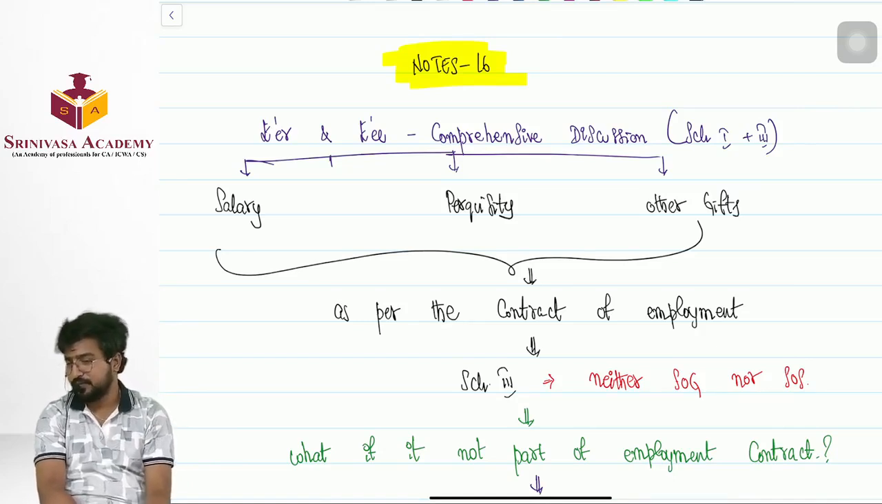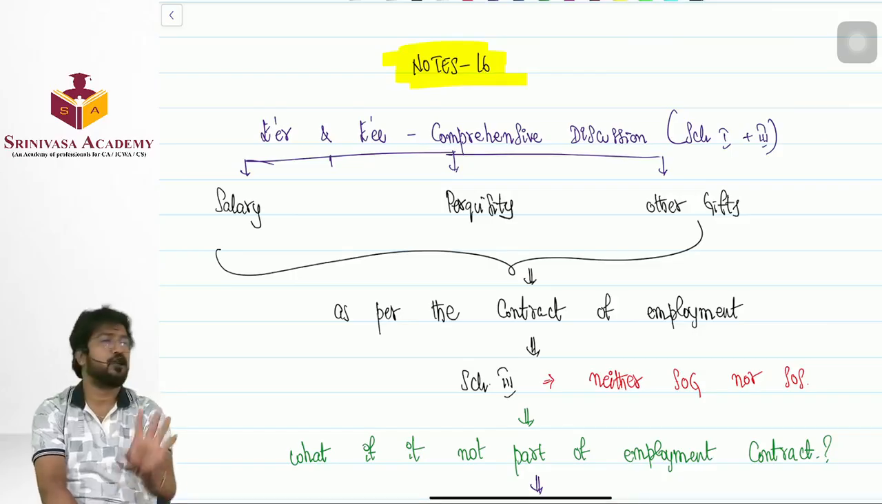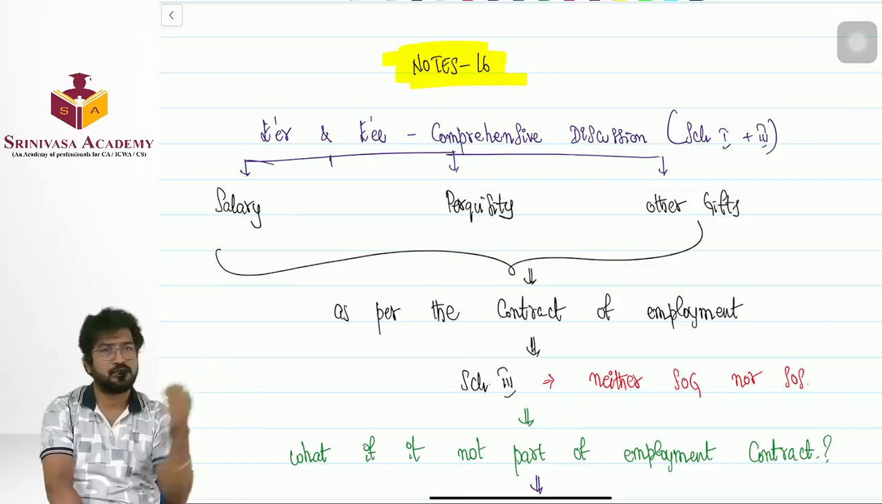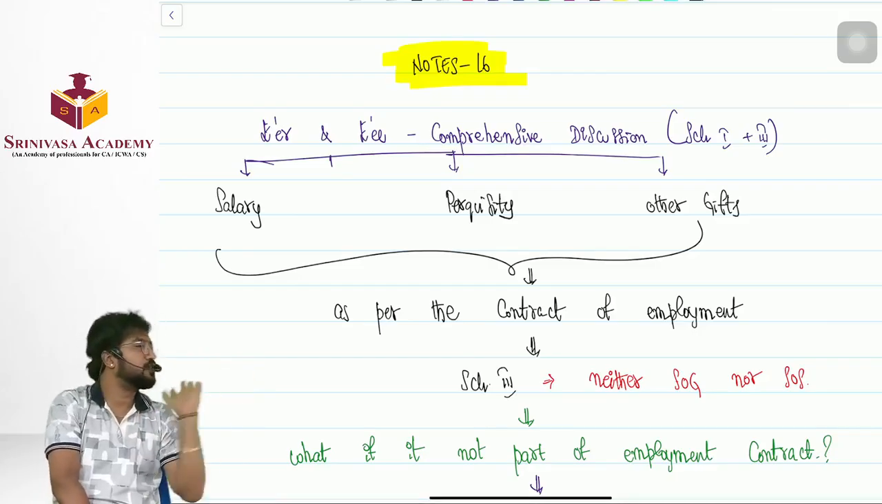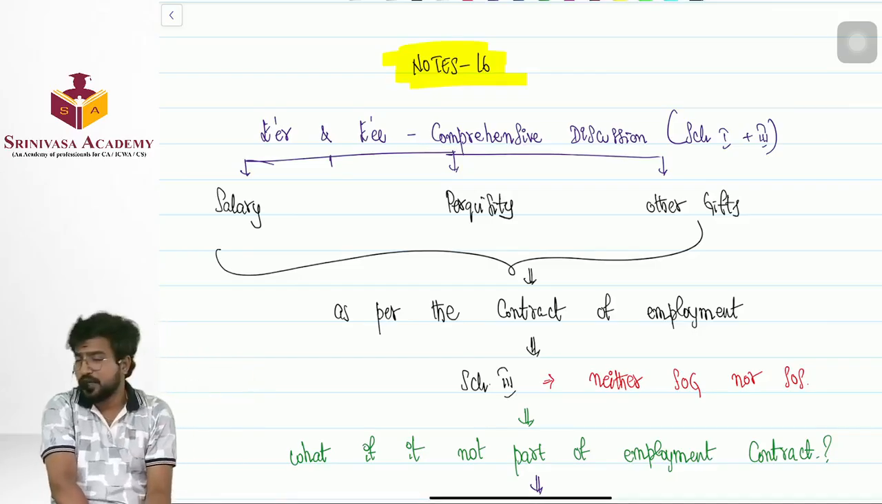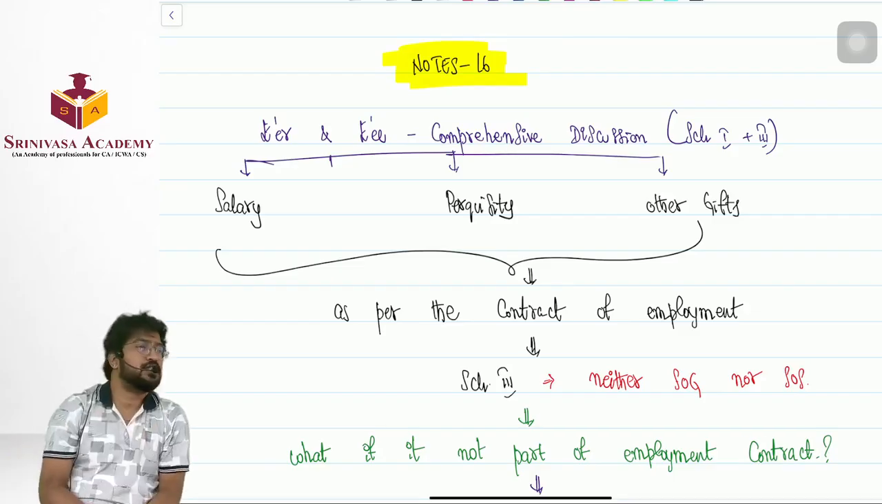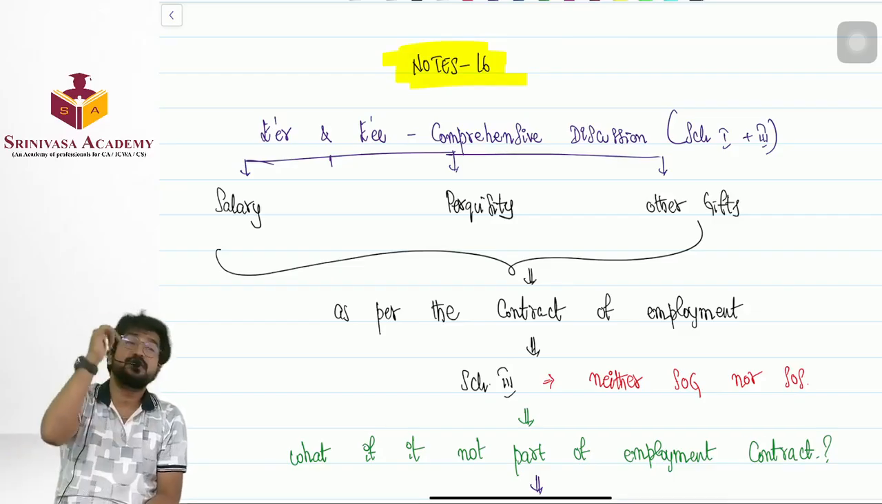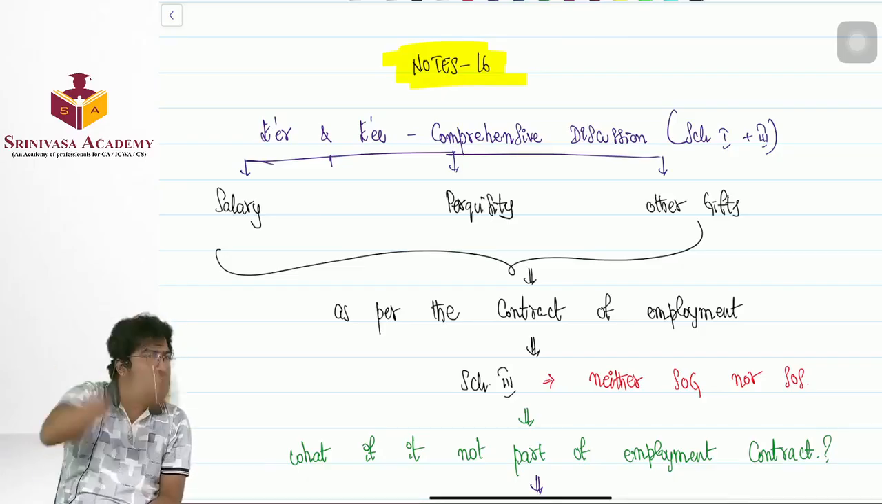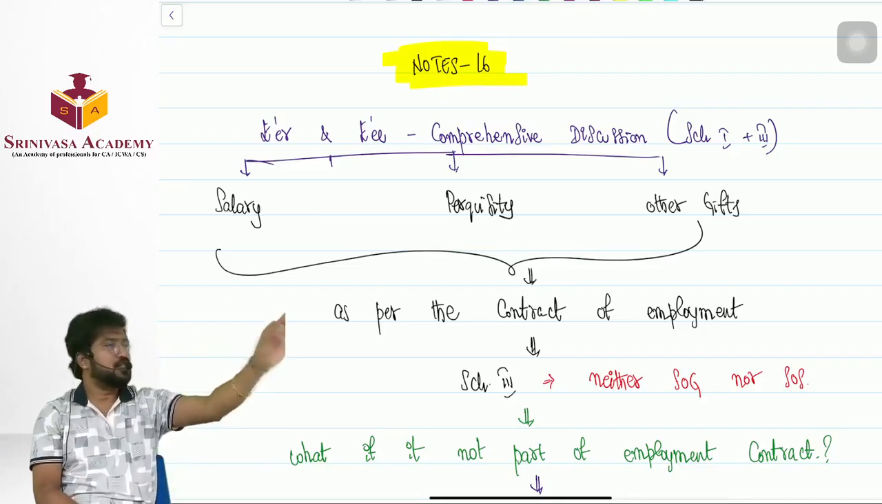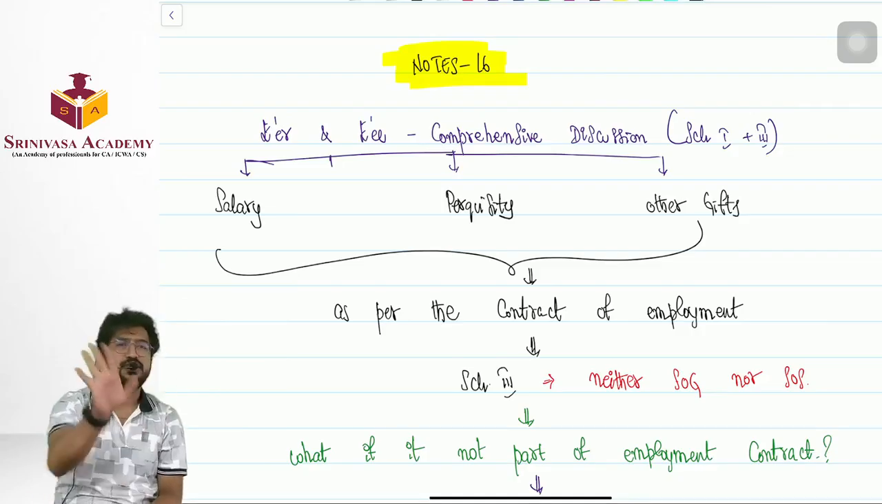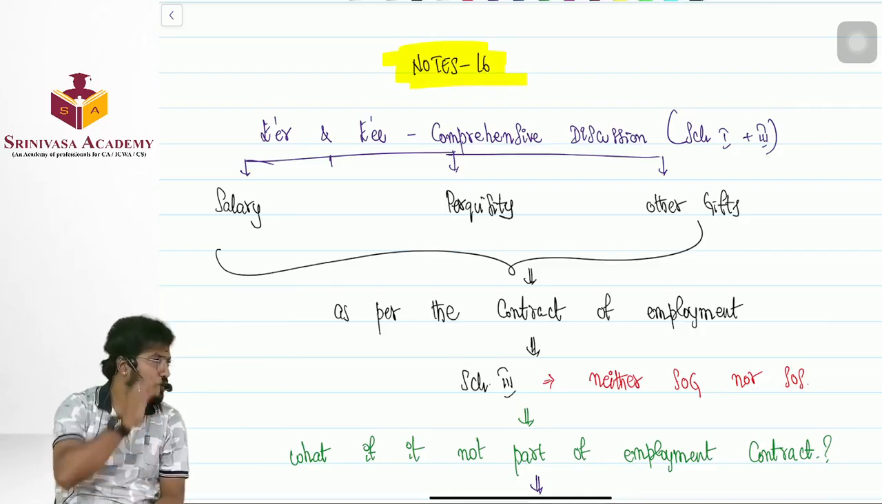Schedule 3. Neither SOG nor SOS. SOG means supply of goods. SOS means supply of service. These are normal terms I use in my regular batch. So neither SOG nor SOS means it is not at all a supply. If you see Schedule 3, they have given a list of items. If you do these, it is not a supply. No GST. Clear? That is the concept.